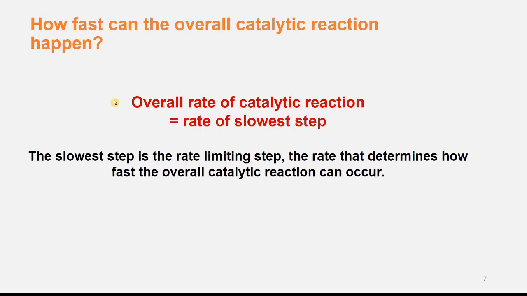So now we know all the steps that can take place. We want to know what the overall rate of catalytic reaction will be, because that's what we need to design the reactor. The overall rate of catalytic reaction is equal to the rate of the slowest step. The slowest step is called the rate-limiting step or rate-determining step because this is the step that limits or determines the overall rate of reaction.